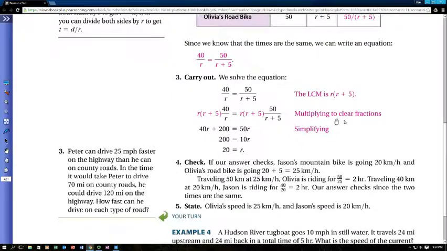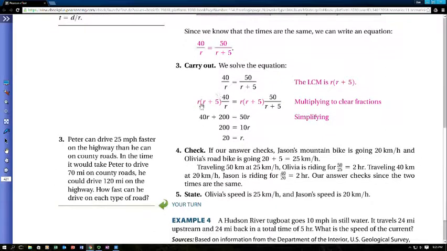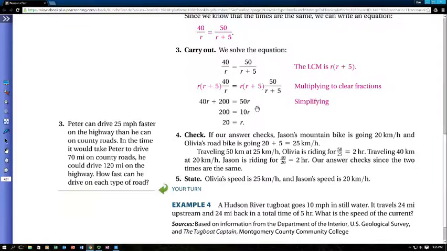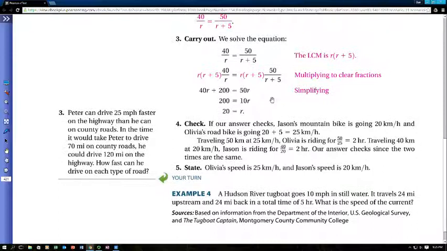A good strategy again is to clear the fractions. Take the LCM of the factors r and r plus 5, which would be r times r plus 5, times both sides. It'll get rid of all your fractions. You end up with r over r makes 1, and here you get r plus 5 over r plus 5 equals 1. Notice that they're not showing all that work again, but remember we're actually making fractions equal to 1.